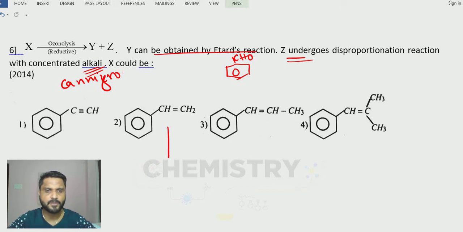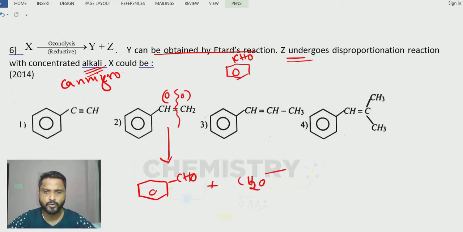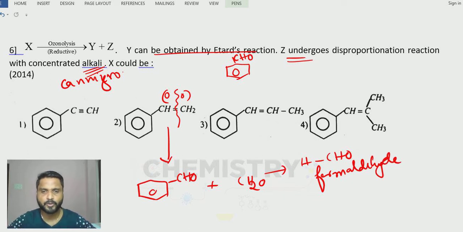The answer is option number 2. When subjected to ozonolysis, oxygen is added across the carbon-carbon double bond, so you get benzaldehyde. The other one is CH2O, which is nothing but HCHO, formaldehyde, and formaldehyde can undergo the Cannizzaro reaction. So actually both can undergo the Cannizzaro reaction, as mentioned in the question, the disproportionation reaction.